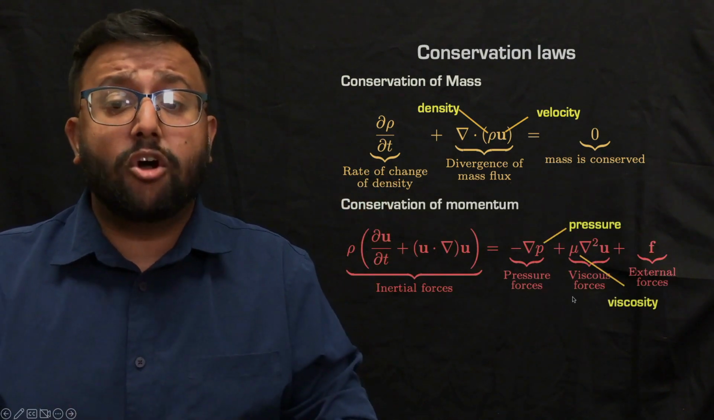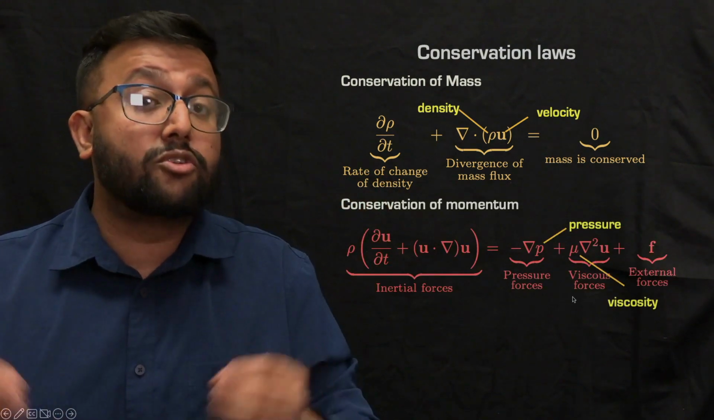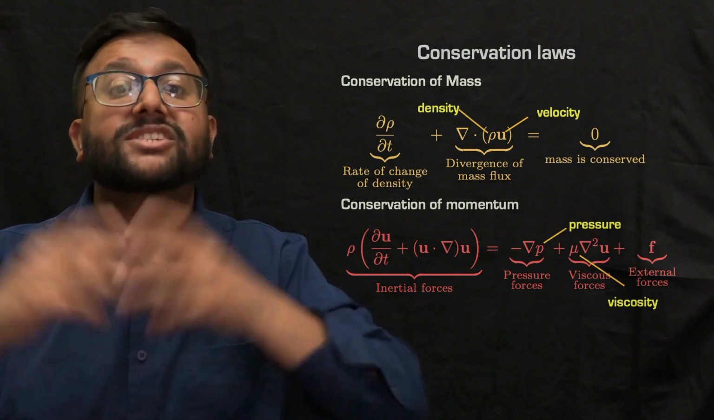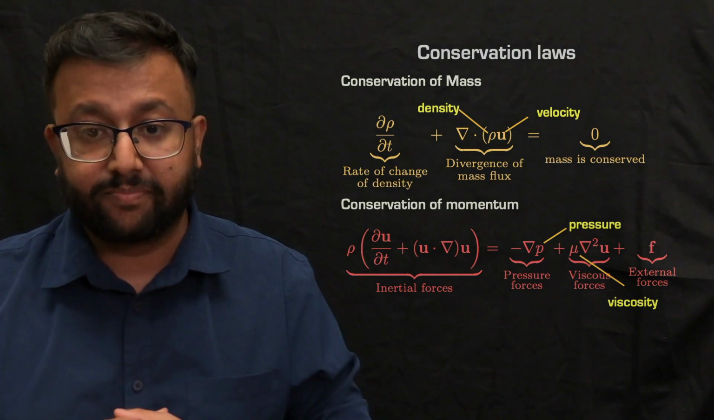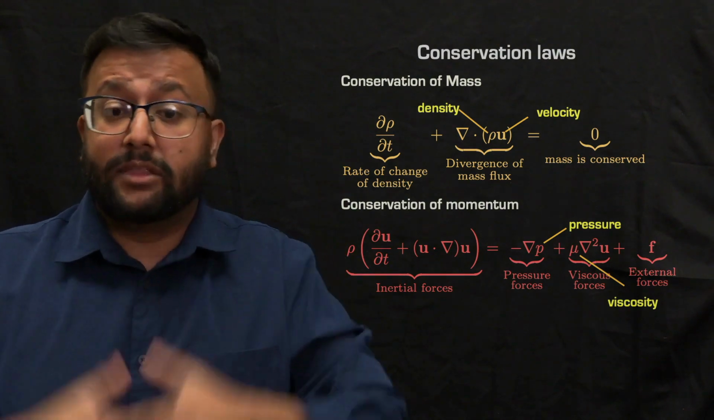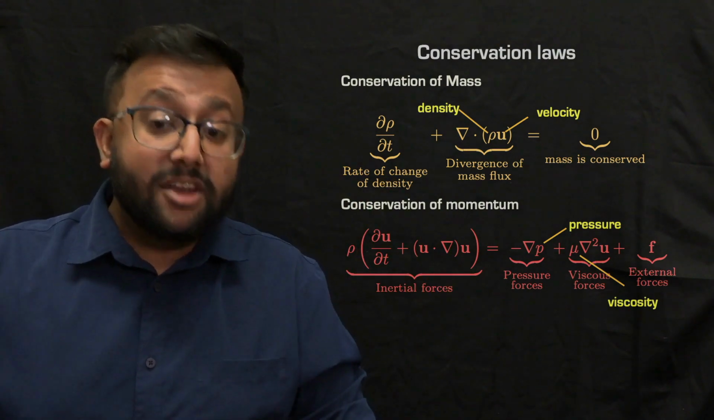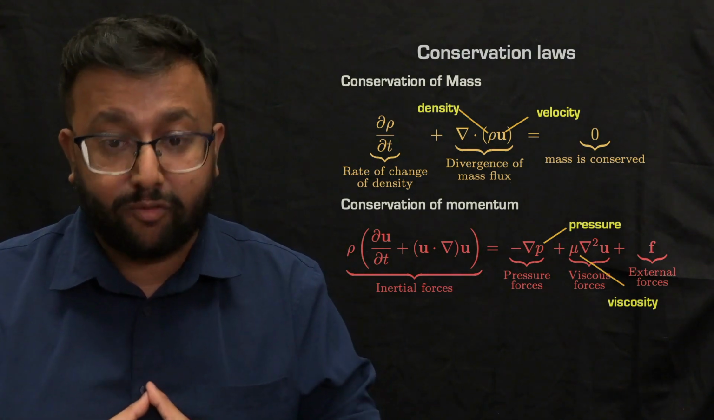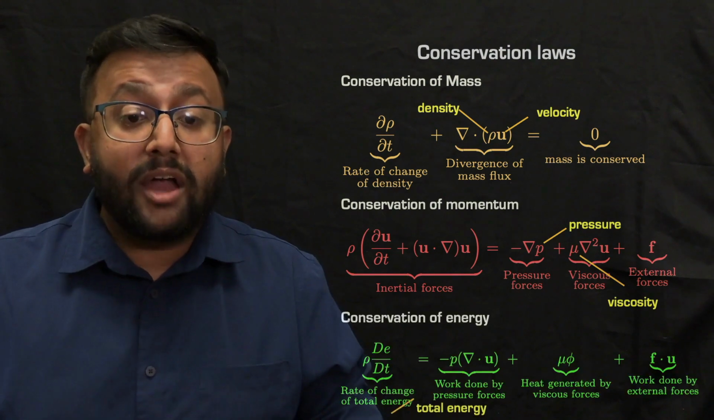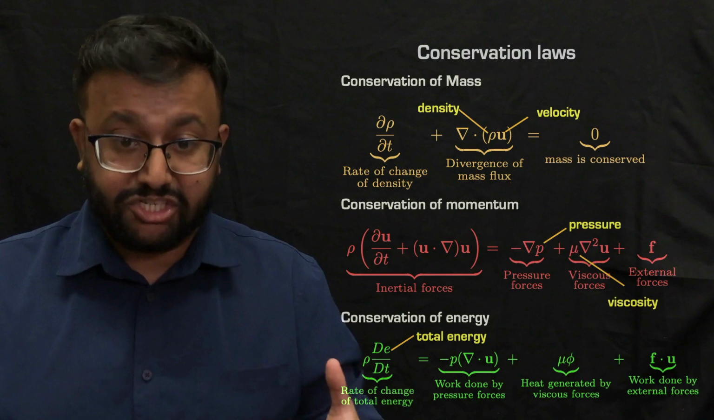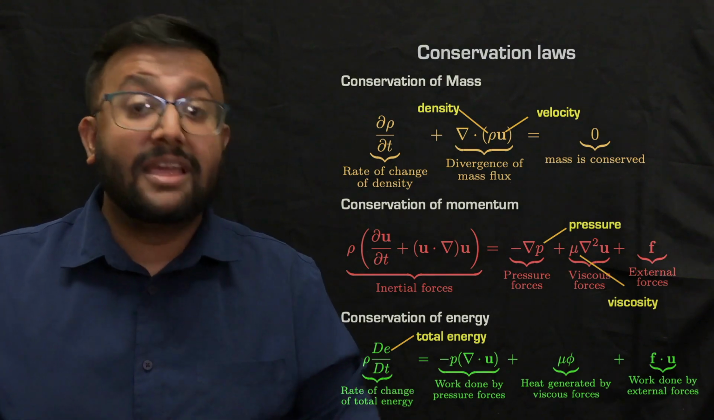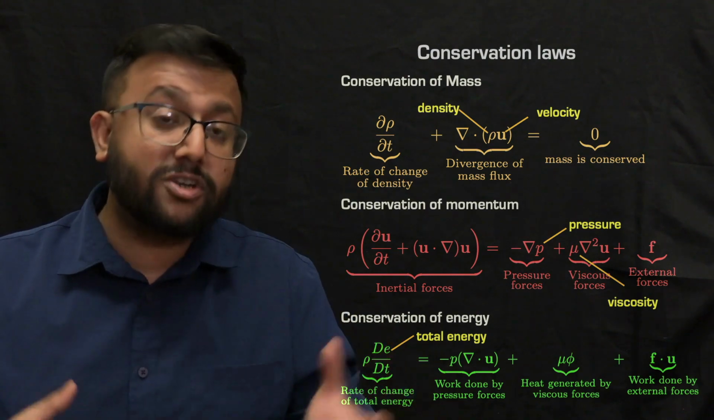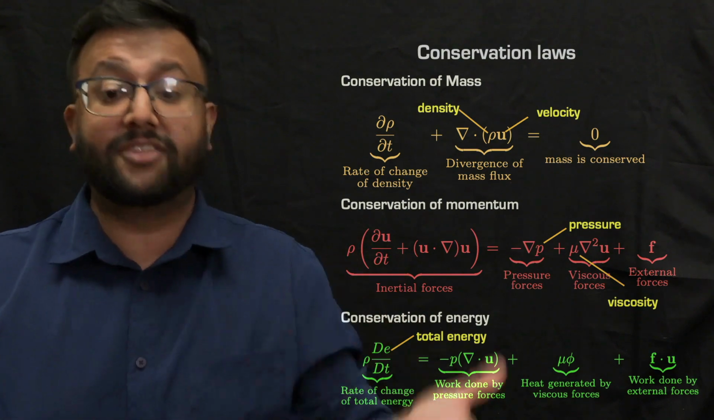Next is the conservation of momentum. This is well articulated through the Navier-Stokes equation, which balances the forces on a fluid element and its time rate of change of momentum. In simplified terms, this is Newton's second law, with the inertial forces of the fluid balancing the pressure, viscous, and external forces. The third one is the conservation of energy. This is the balance of internal, kinetic, and potential energy, as well as heat generated by viscous forces and work done by pressure and other external effects.